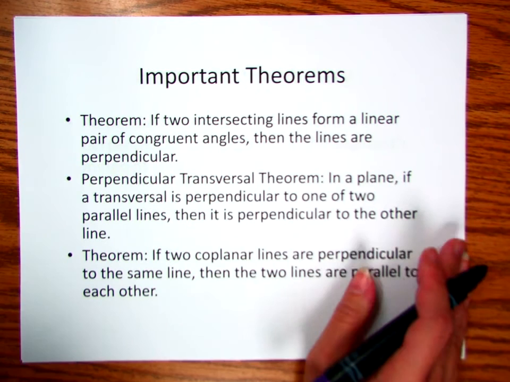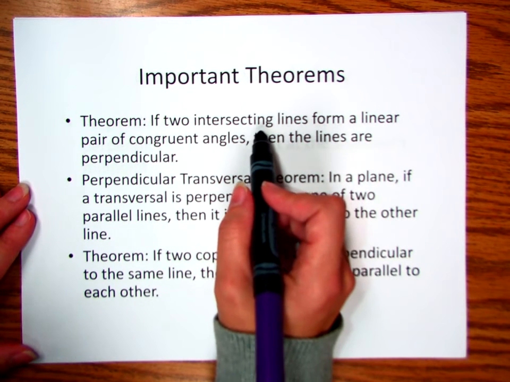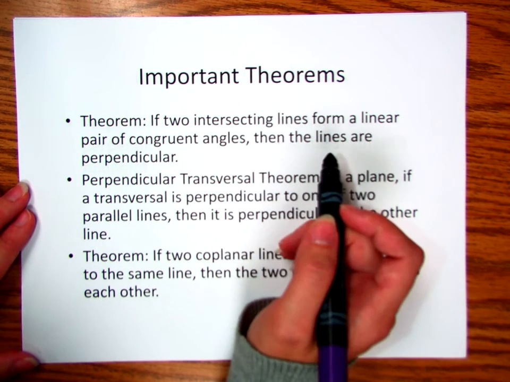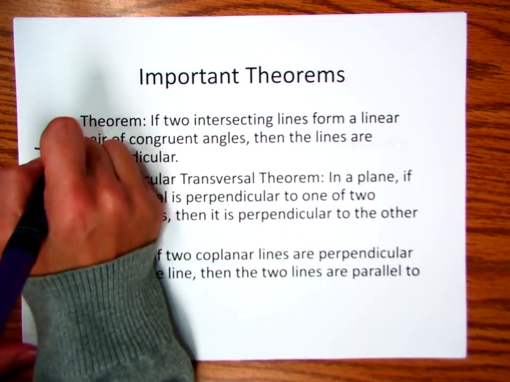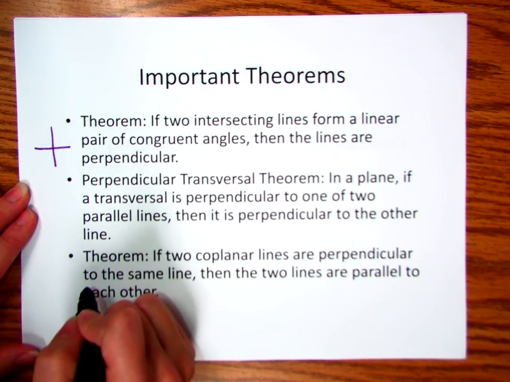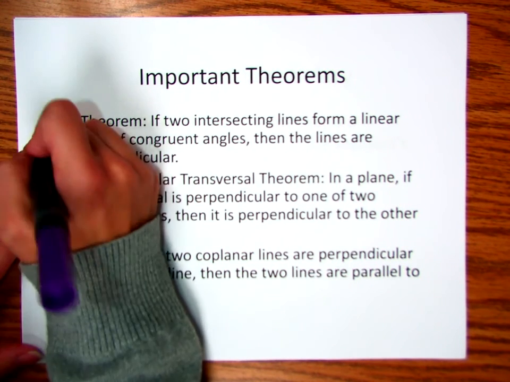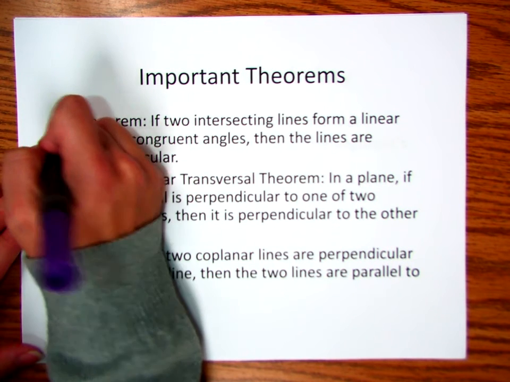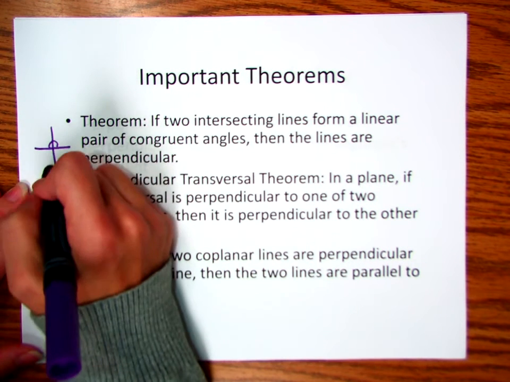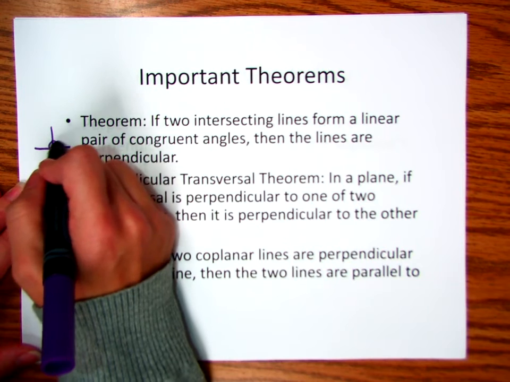We also talked about some important theorems. If two intersecting lines form a linear pair of congruent angles, then the lines are perpendicular. So suppose you have two intersecting lines, and they form a pair of congruent angles, so this is congruent to this, then what we can say is that these two lines are perpendicular, meaning they're going to be forming those 90-degree angles.